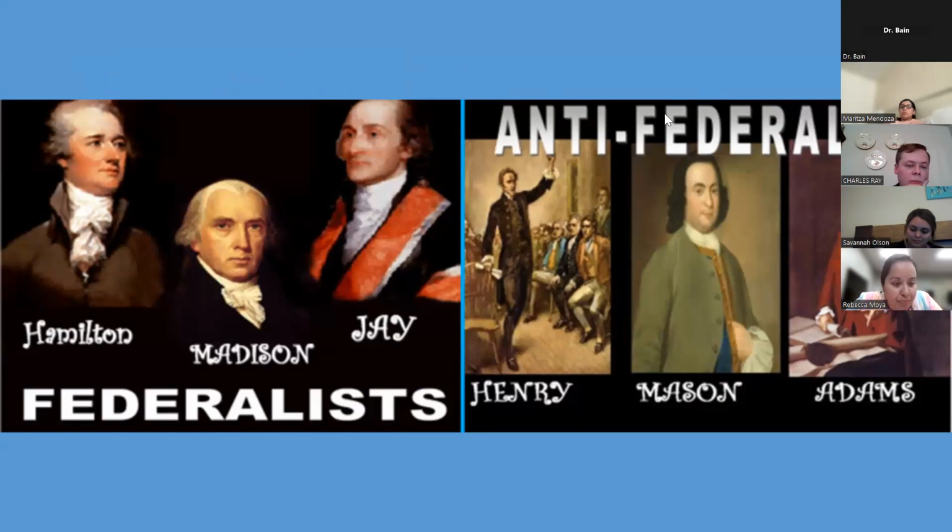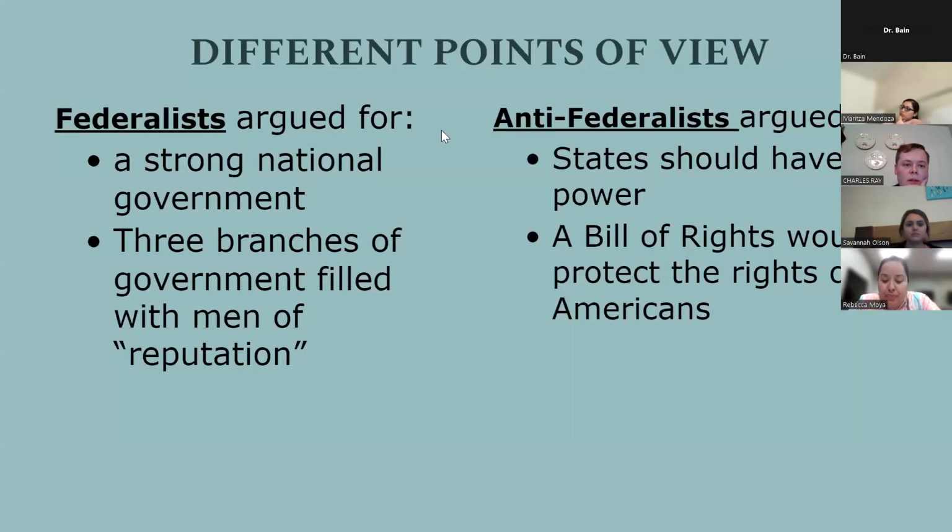Henry, Mason, Adams. Federalists are Jay, Hamilton, and Madison. So yes, the Federalists are wanting a strong national government with 3 branches filled with men of reputation. You can read that as rich people, if you would like, or people who should know what they're doing.